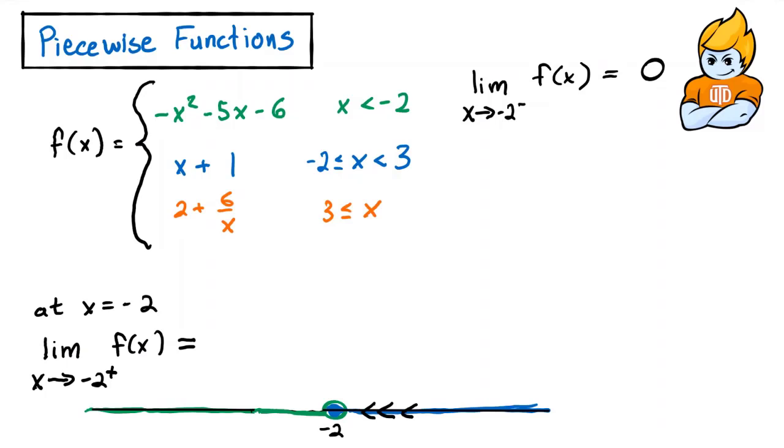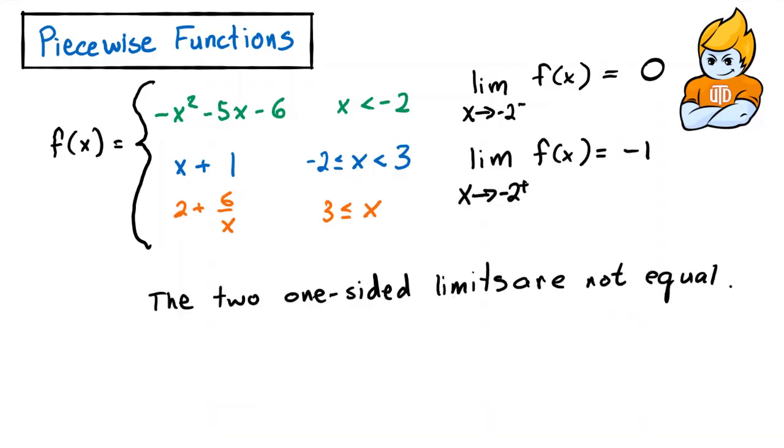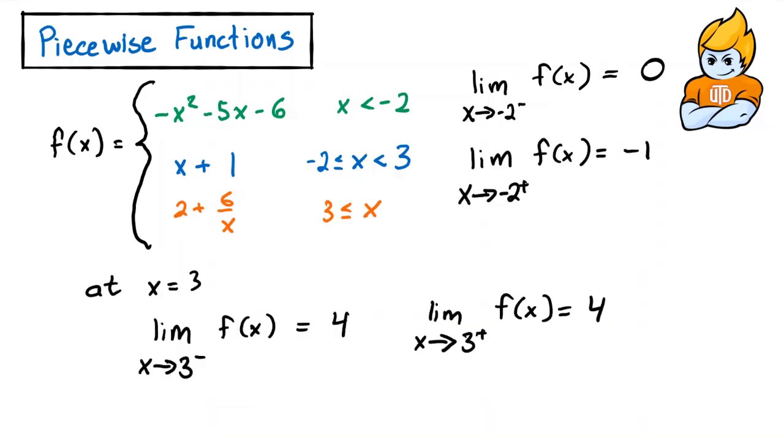So this time, even though x is very close to -2, it's slightly bigger than -2. So our x's fall in the blue interval. Our function is defined by the middle expression x plus 1, and we can evaluate the limit directly to see that the limit is -1. So we see that the two one-sided limits are not equal. As an exercise, if you need it, you can also check the limit as x approaches 3 from the left and the right, and you'll see that the limits do agree.